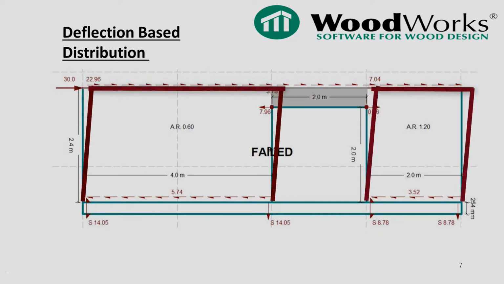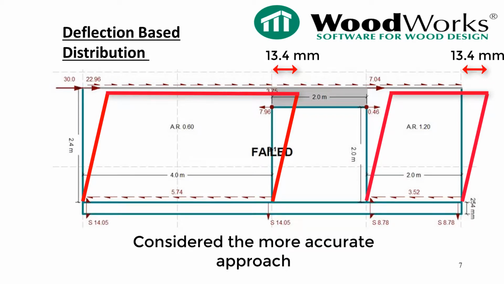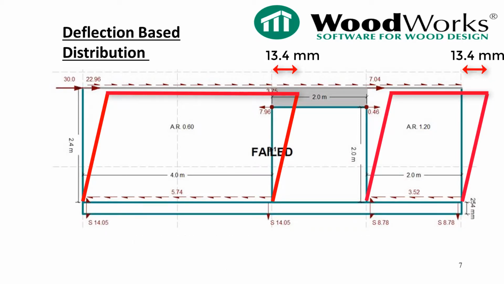The red lines in this figure represent the deflected shape of each segment. Because the deflection of the shear resisting segments are the same for deflection-based distribution, it is often considered the more accurate approach for distributing forces along a shear line.